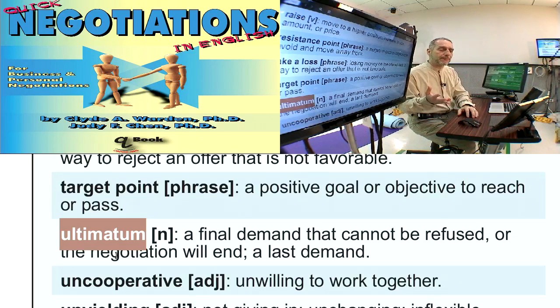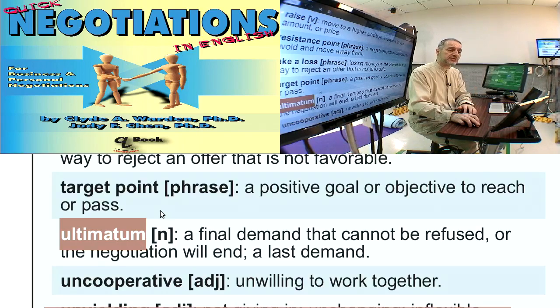It's not what you want. You see, if I give you an offer and it's an ultimatum and you like it, it would not be called an ultimatum. An ultimatum means it's not what you wanted, but it's what I say you have to take. Otherwise, it's off. It's kind of like the last demand or the last offer. So it's kind of a threat.